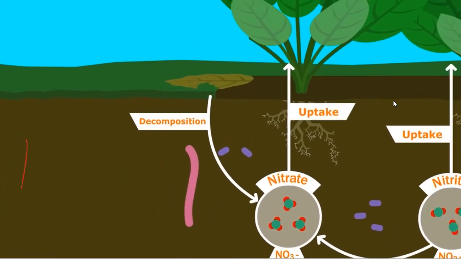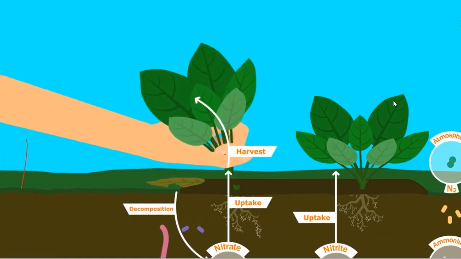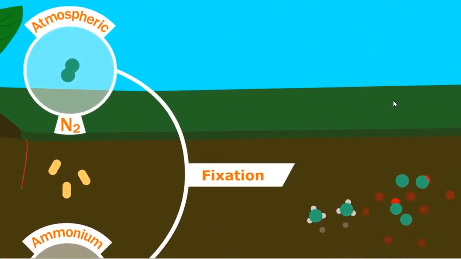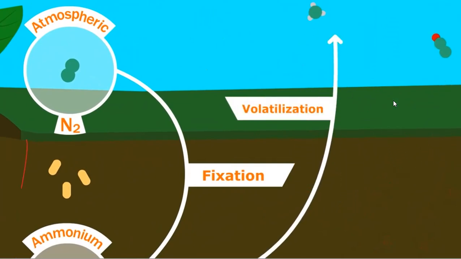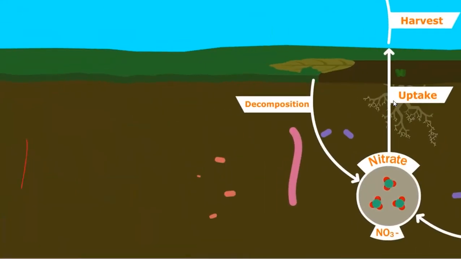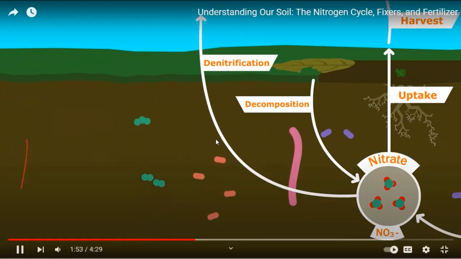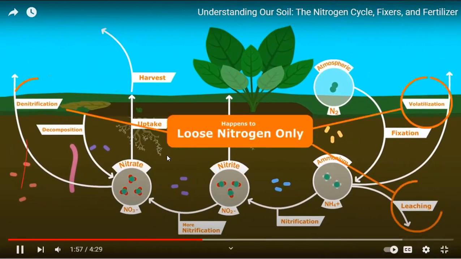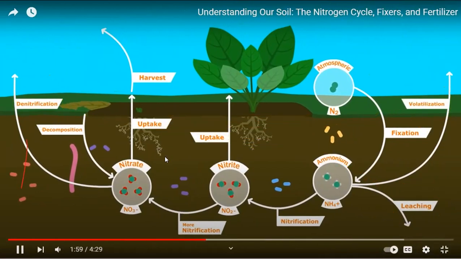Some of the ways nitrogen exits the soil is when the crop is harvested, when water carries it away, or when it becomes gaseous and returns to the atmosphere. Or if the soil lacks oxygen, different anaerobic bacteria grow, which convert nitrates back into atmospheric nitrogen. Notice that these things only happen with loose nitrogen in the soil, not with nitrogen inside organisms.